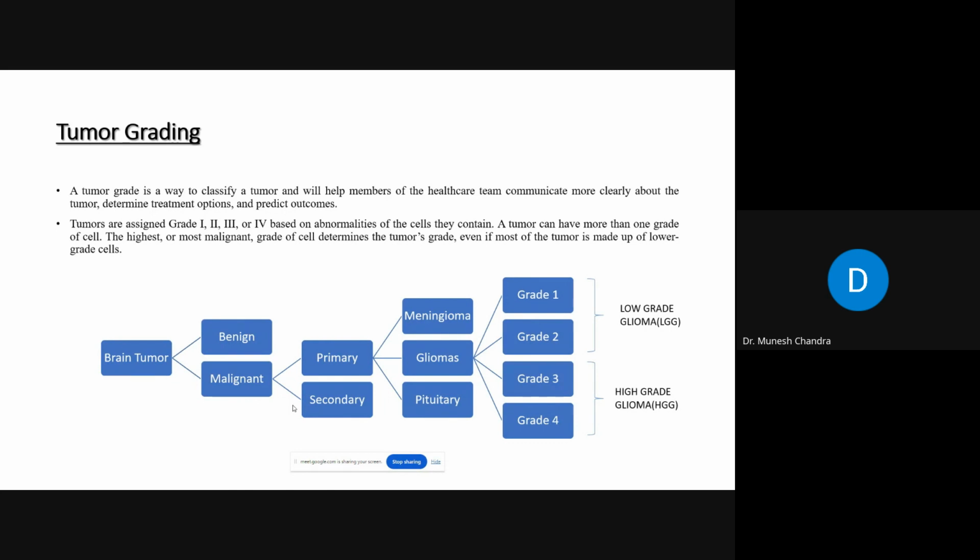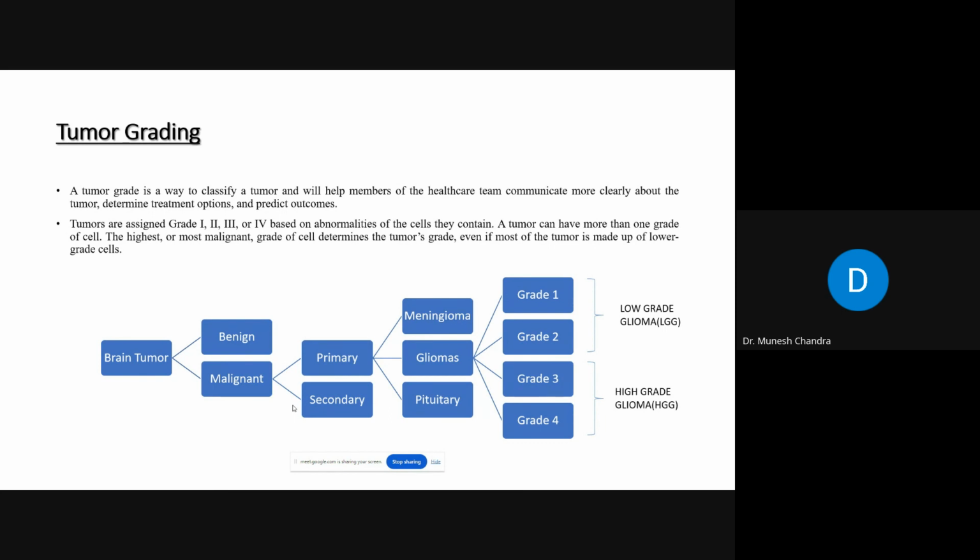Malignant is of two types, primary and secondary. In primary, there are three types of brain tumors: meningioma, glioma, and pituitary. Here the research is primarily focusing on gliomas. Glioma falls into four categories: grade 1, grade 2, grade 3, and grade 4. If it is grade 1 or grade 2, then it is low grade glioma. But if it is grade 3 or grade 4, then it is high grade glioma. So we have to identify whether it is grade 1, grade 2, grade 3 or grade 4.